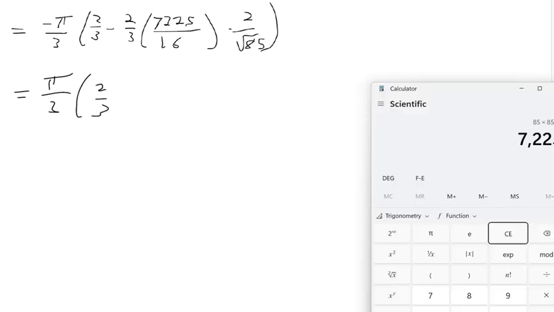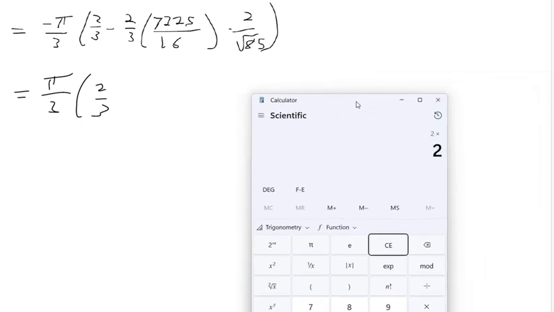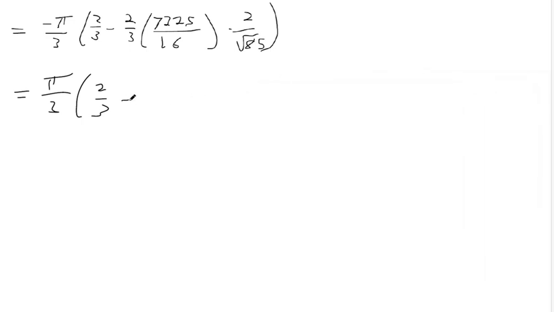Yeah, the calculus is done. Now it's just boring stuff. 2 times 7,225 times 2 in the numerator, so 28,900. Denominator 3 times 16, that's 48. Then we got square root of 85. Okay, but in math we don't like a square root in the denominator, so we can multiply the top and the bottom by a square root of 85.